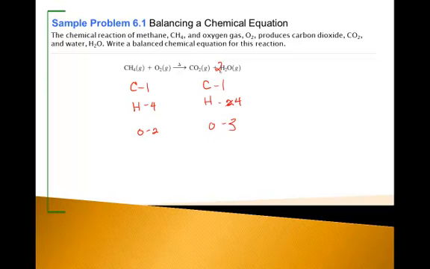That also changes my number of O's. So 2 O's here plus the 2 here gives me a total of 4. Now on this side I have 2 O's, on this side I have 4. So I'm going to have to put a 2 here because 2 times 2 would get this side 4. So now I have the same number of each kind of atom on both sides, and that's going to tell me that it's balanced.